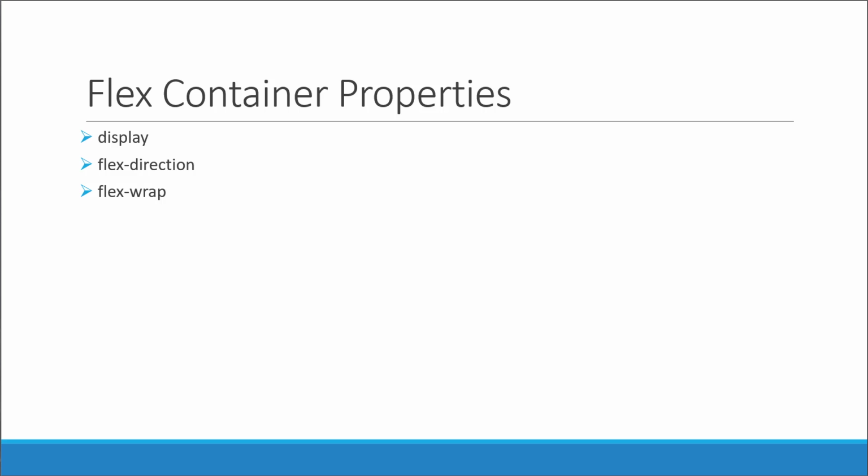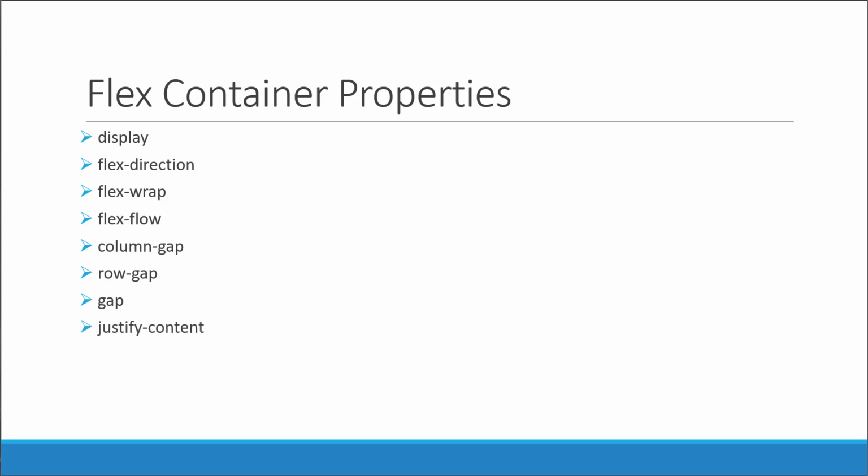Third, we have Flex wrap, which is used to control the wrapping of items within the container. We then have Flex flow, which is a shorthand for the combination of Flex direction and Flex wrap. We then have column and row gap properties to set the gap between columns and rows, and just gap, which is a shorthand for both.